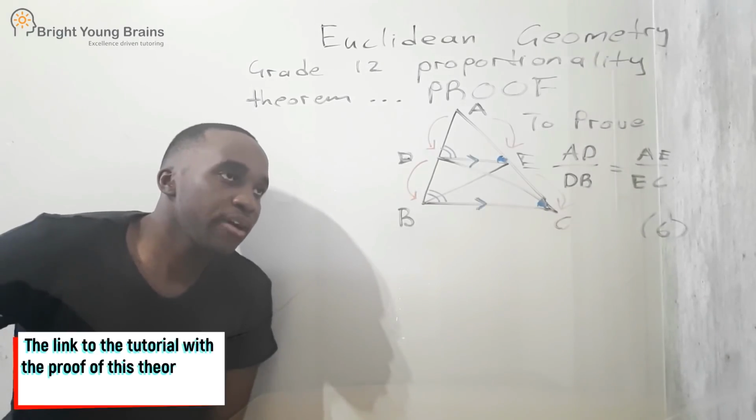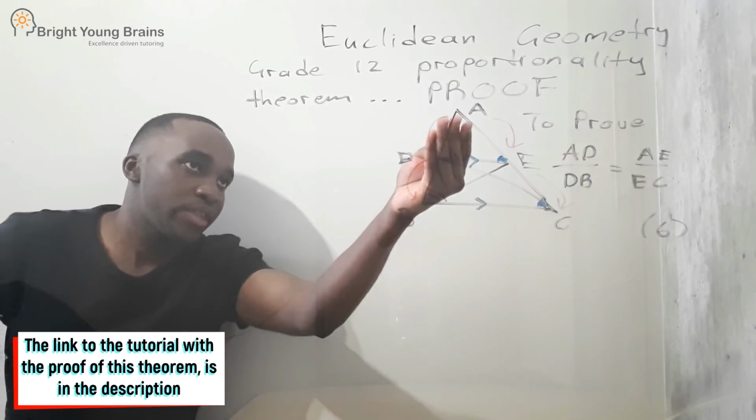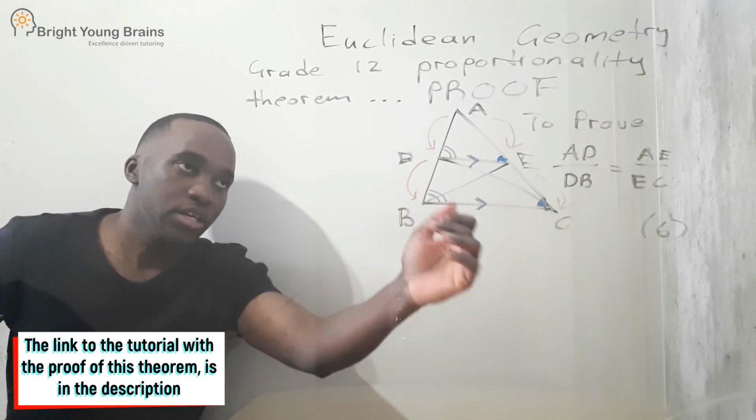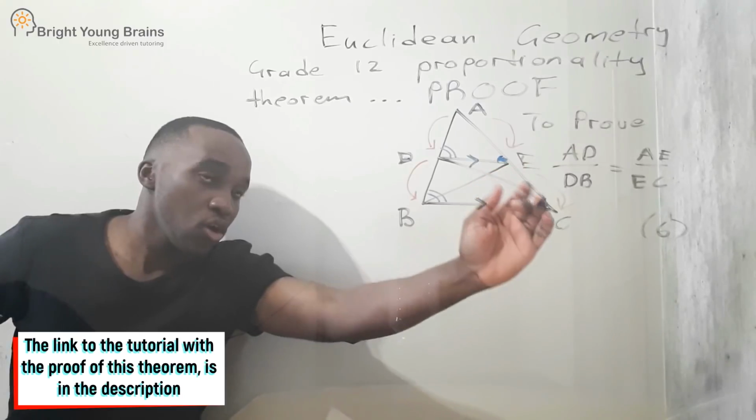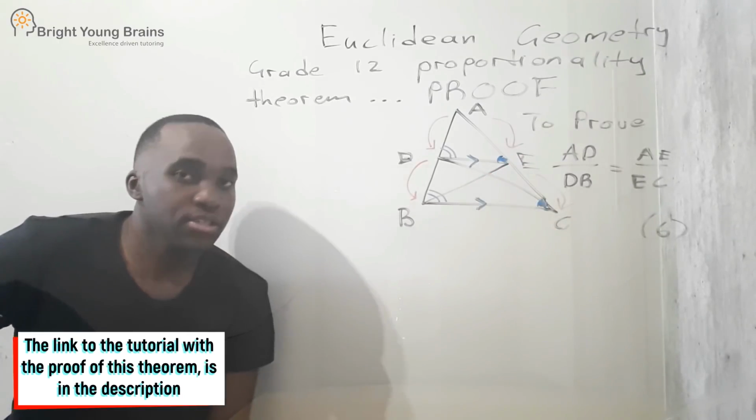So now for our proof. If we are going to prove that AD over DB is equal to AE over EC, this is what you need to do.